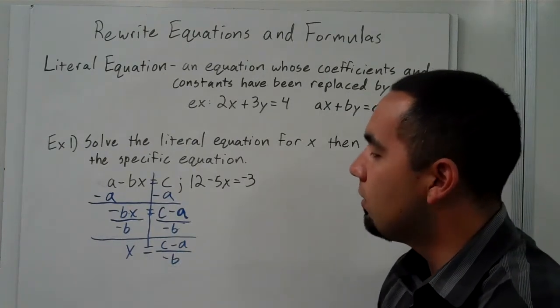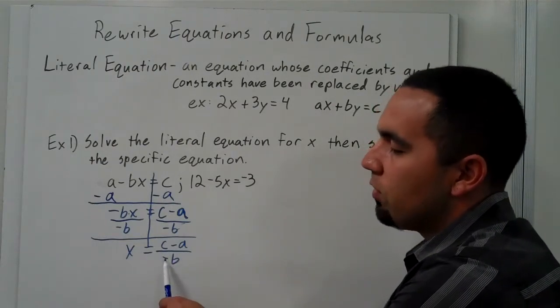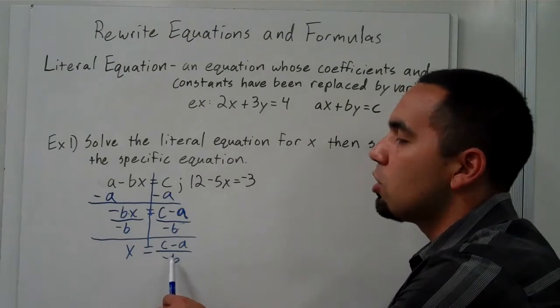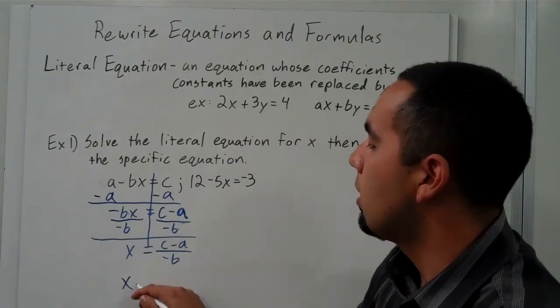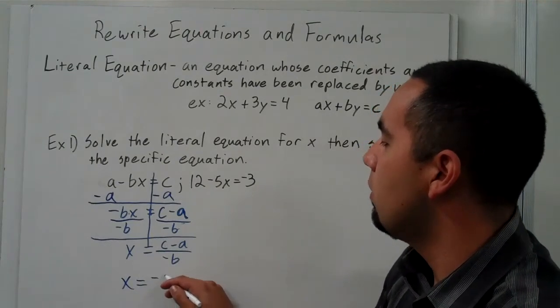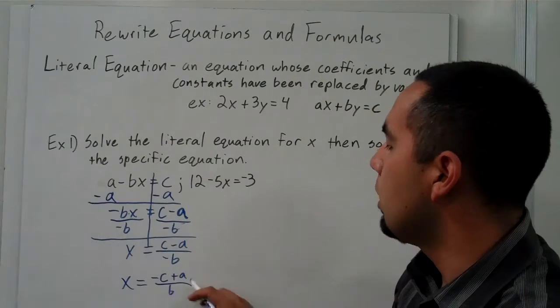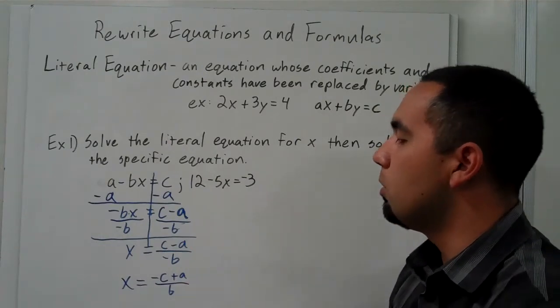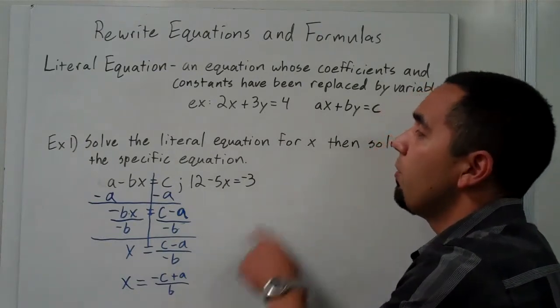I don't really want to leave that negative there in the bottom. It gets kind of confusing. So what I'm going to do is whenever we divide by negative, basically what it means is just change the sign of everything that was already there. So I'm going to rewrite this as x equals negative c plus a over b. And that hopefully will make it a little bit easier. Okay? So I solved for x. I did my first part.